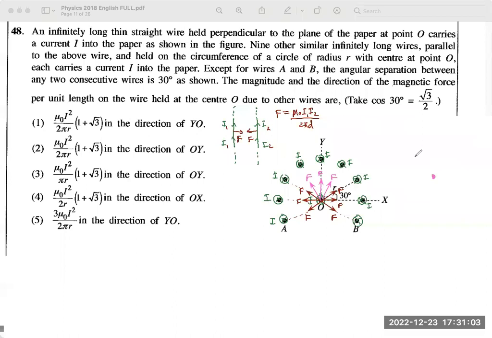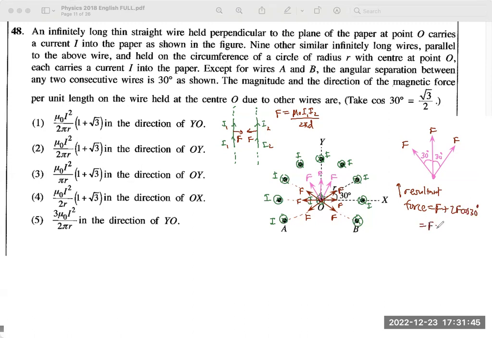So there will be 3. 1, 2, 3. Okay, they are asking for the resultant. Now this is 30, 30. And wait, all of them are F, F, F. So what is the resultant force? The resultant will be upwards, because the horizontal ones will be cancelled out, no? F sine 30 and F sine 30 will get cancelled out, but upwards F plus 2F cos 30 will remain.